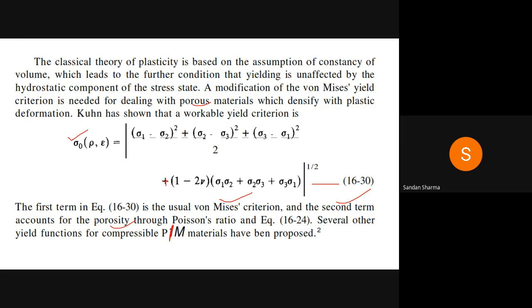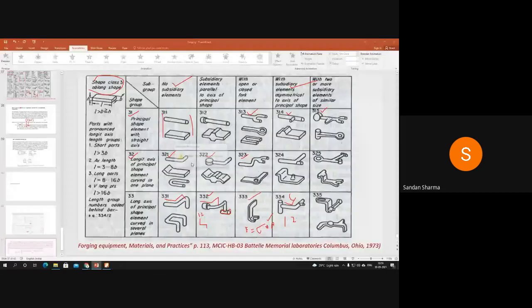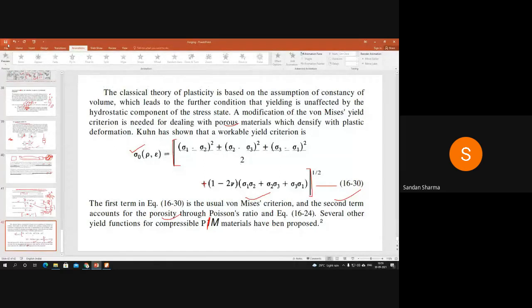ठीक है? This only you have to memorize. ठीक है बेटा? ठीक है? Yes, sir. Any doubt? You please read, है ना? Otherwise difficult हो जाएगा बेटा.